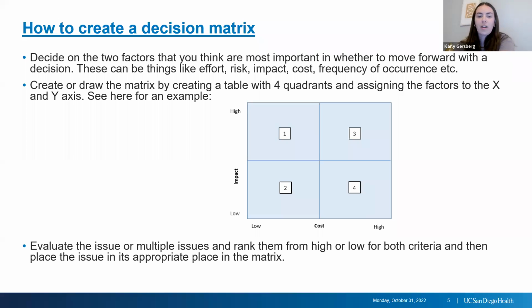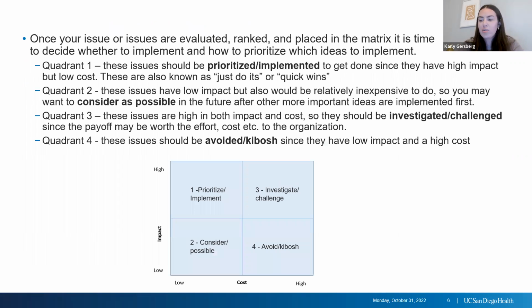Next, you'll want to evaluate the issue or multiple issues by ranking those from high to low for both criteria and then placing the issue in its appropriate quadrant in the matrix. So for example, if you decide that a decision has low impact, but also a high cost, that would go in quadrant 4. Once your issues are evaluated, ranked, and placed in the matrix, it is time to decide whether to implement and how to prioritize which ideas to implement.